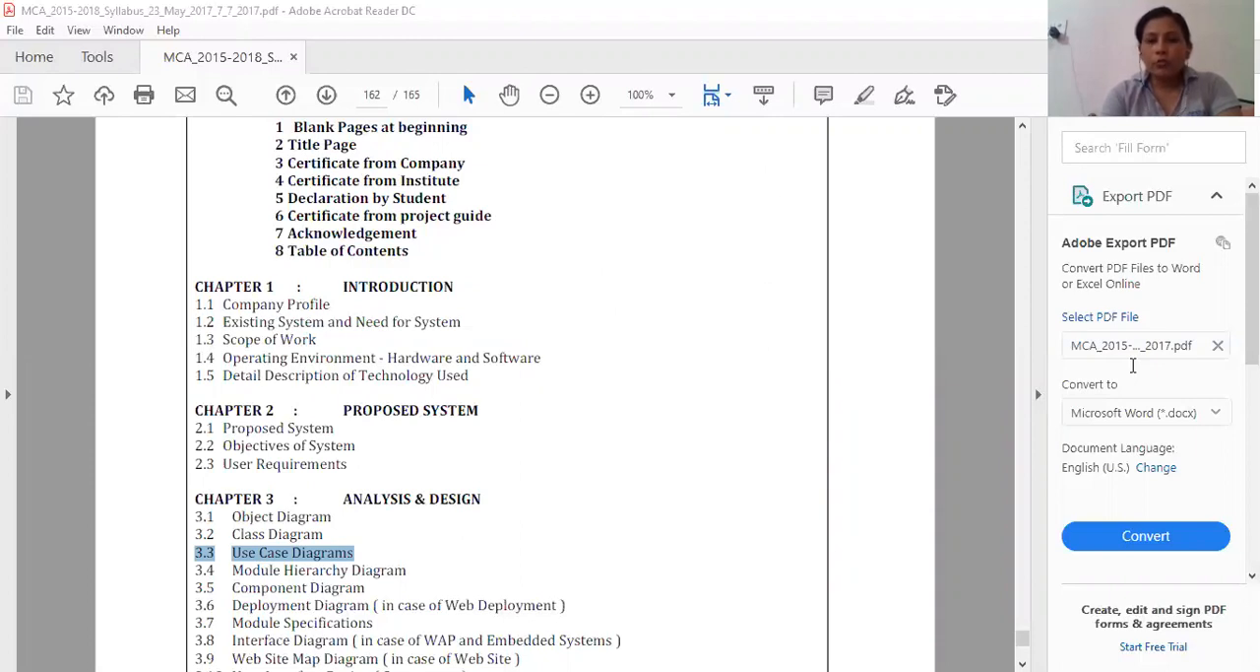Okay, so we know how to draw a use case diagram, but we have to see what the various do's and don'ts are which we need to follow while creating a global use case diagram. So first we will see the do's. In a global use case diagram, we need to draw a maximum of 8 to 10 use cases.